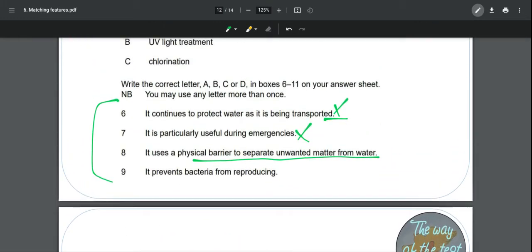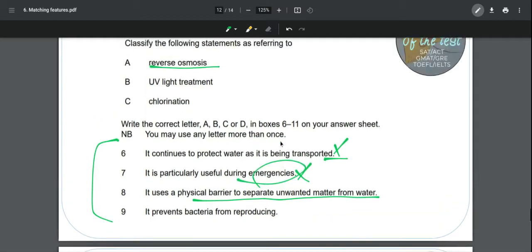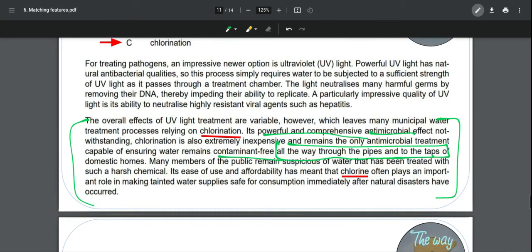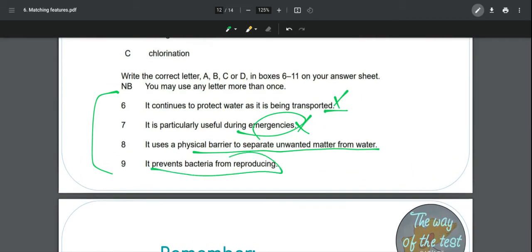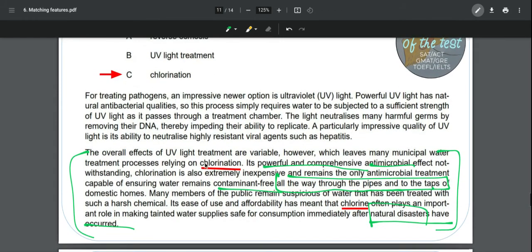Then, it's particularly useful during emergencies. Again, maybe we don't have the exact word emergencies, but we have after natural disasters have occurred. So in this case, the natural disaster term matches the word emergencies. And finally, prevents bacteria from reproducing. We go here and find that yes, it has an antimicrobial effect, but we don't know whether it's because they are not reproducing. All we know is that it's antimicrobial, so we don't know exactly what it's doing.